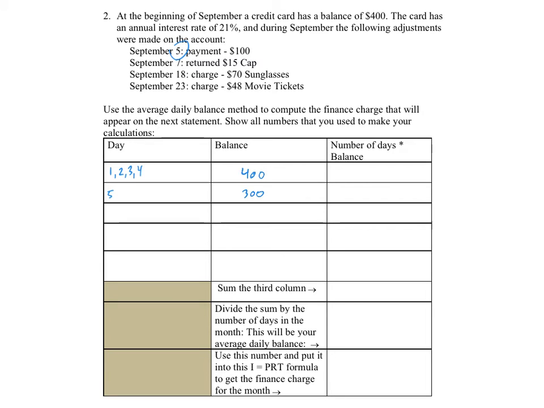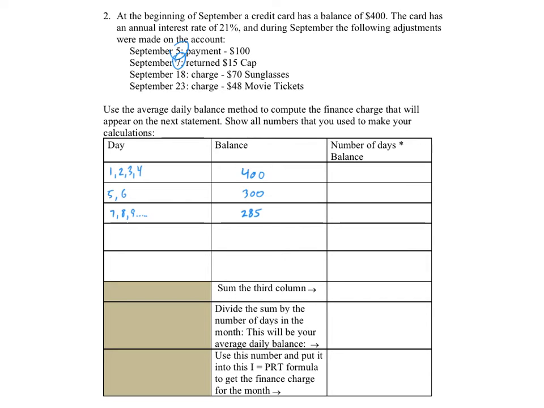Okay, I'll just fill in 5 and 6 there, because on the 7th, then I returned my $15 cap. So my balance dropped again to $285 now, $285. Okay, then my balance stayed that for the 7th, the 8th, the 9th, etc. Okay, you've got to figure out the rest of that day column. All right, 7th, 8th, 9th, 10th, 11th, etc. All right, how many days did it stay $285 for?